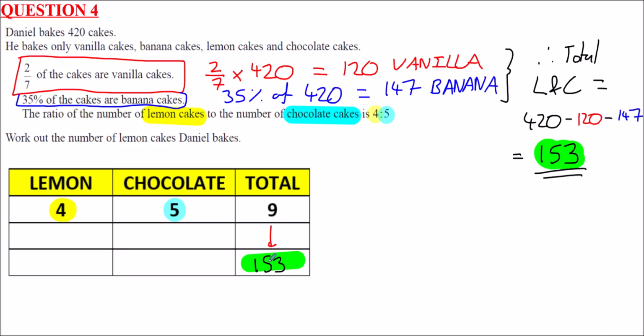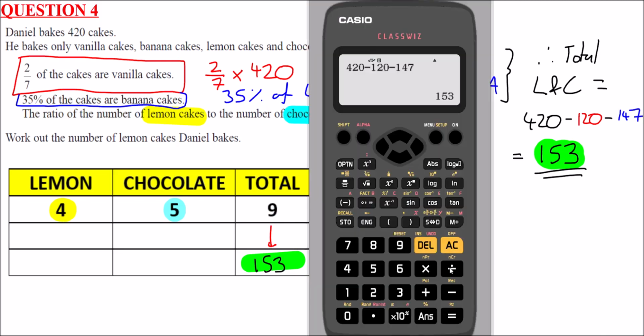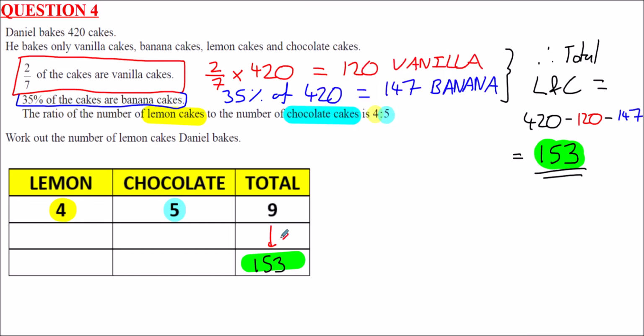Well, to find how many times bigger one number is than the other, we do the big number divided by the small number. So if we just now do 153 divided by 9, we can see that we need to multiply by 17. Therefore, to keep the proportion the same, we need to multiply the other ratio parts by 17 as well.